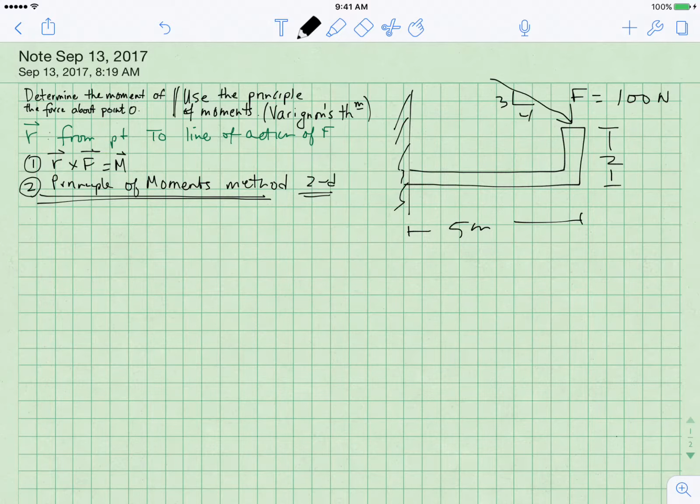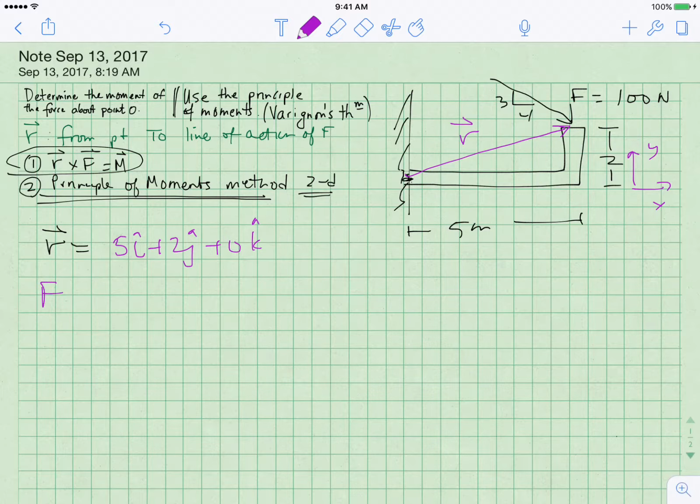Okay, so now I want to use this method just to convince you that both methods work. So in order to do that, I'm going to have to write r in Cartesian. All right, so what is r? R connects the point to the line of action of the force, and I am choosing to make my r go from this point to that point. That is what I've chosen for my r. You can choose other points, but that's what I'm doing. And so I can see, if I label this as positive x and that is positive y, that r is equal to 5i plus 2j, and I have 0 in the k direction.